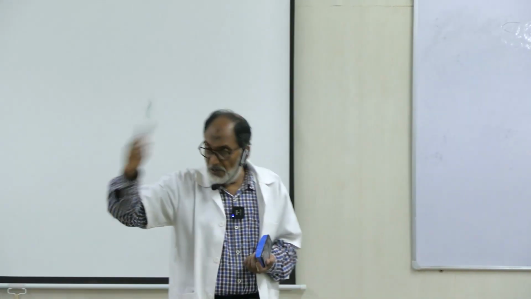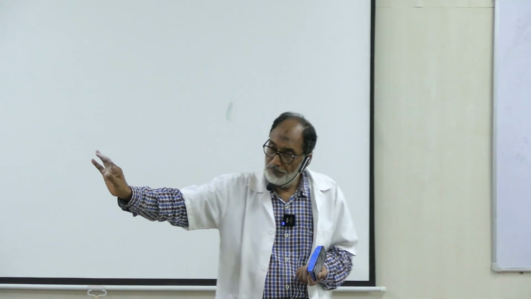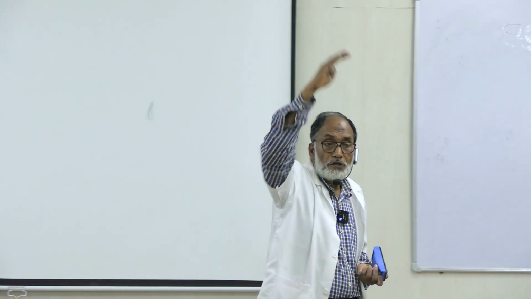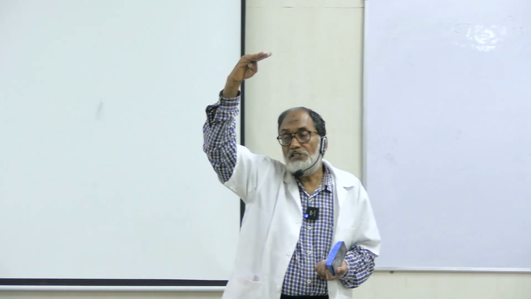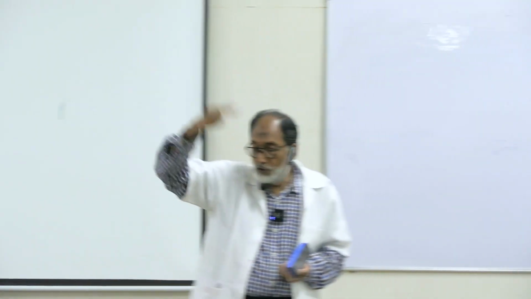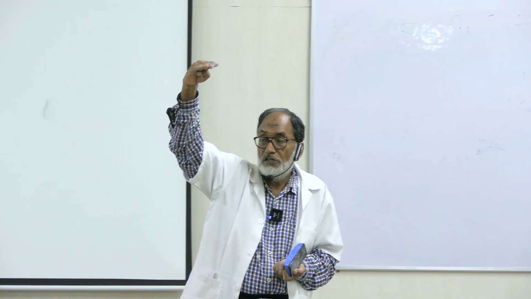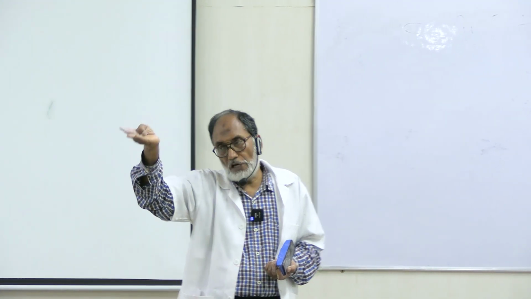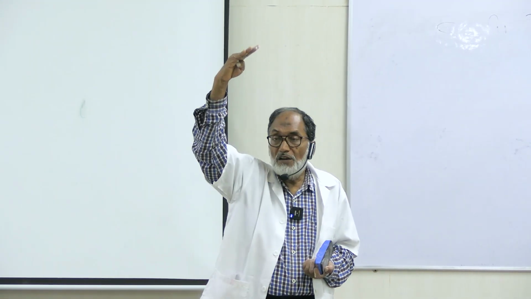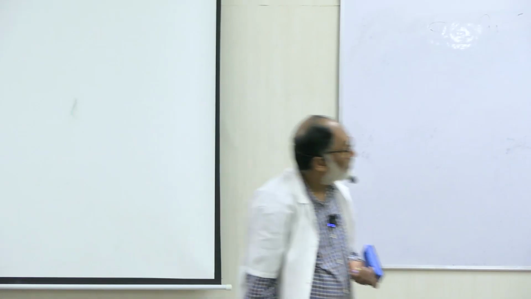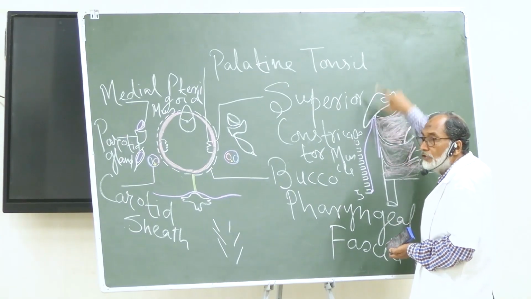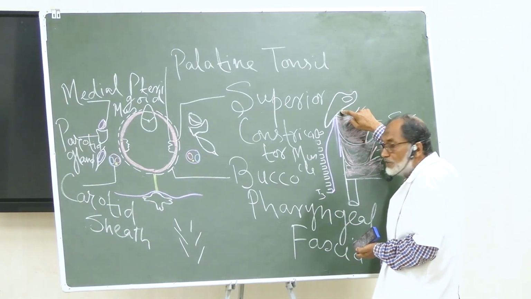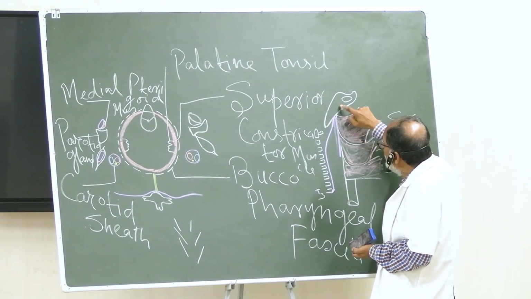Now, to describe any space, you have to describe the boundary. If we trace above, the roof of this retropharyngeal space is formed by the base of the skull. Upper limit is the base of the skull. This is actually sphenoid bone. You know, sphenoid bone forms part of the base of the skull.